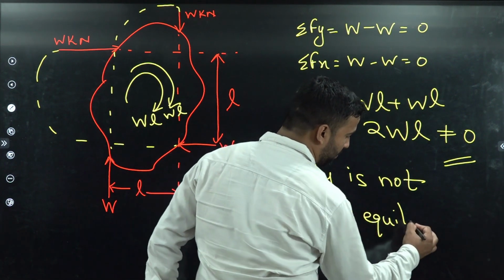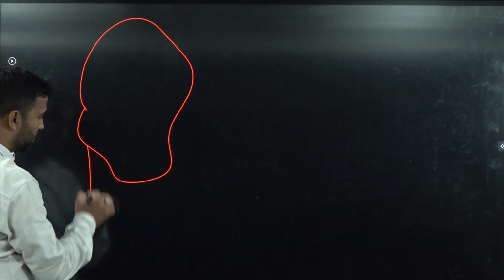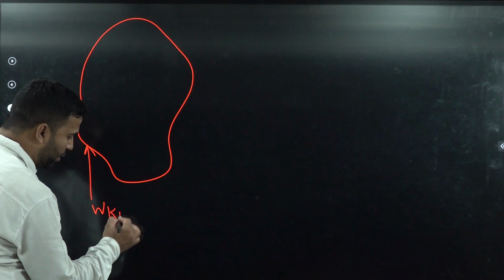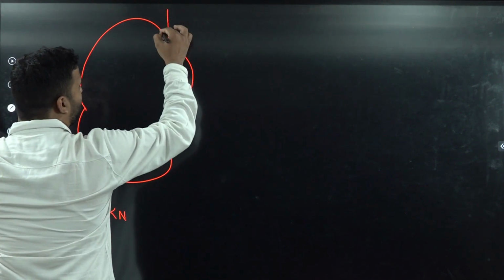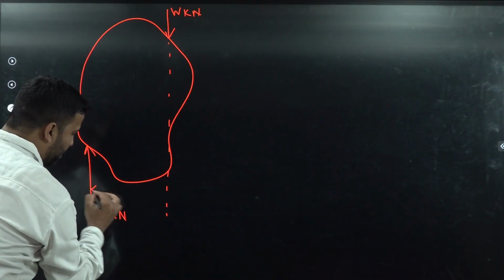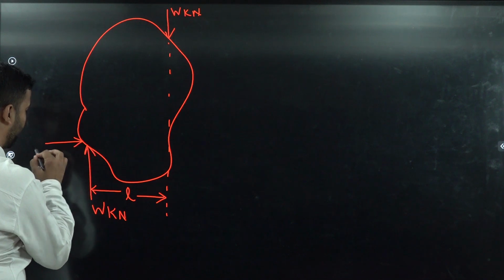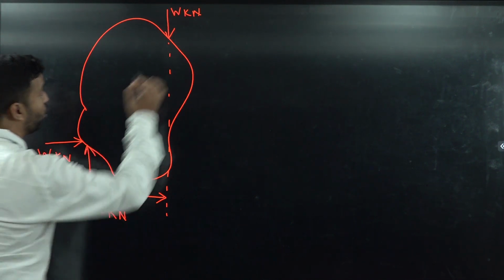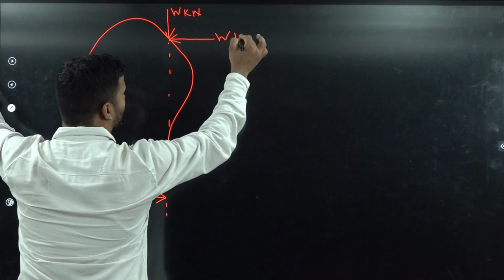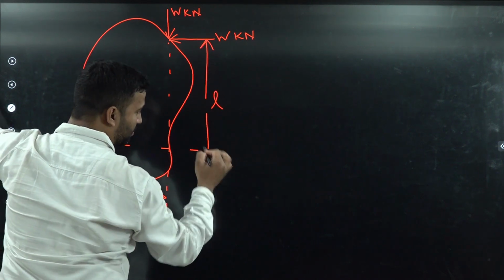Done, students? So very easy question, na? Now let us take one more question here, students. Suppose that this is a structure, and here a W kilonewton load will act in the upward direction, and here a W kilonewton load will act in the downward direction. This is the distance between the two loads, that is L. Similarly, another load of W kilonewton will exist here, and another load of W kilonewton will exist here, and both these loads will have a distance of L meters.